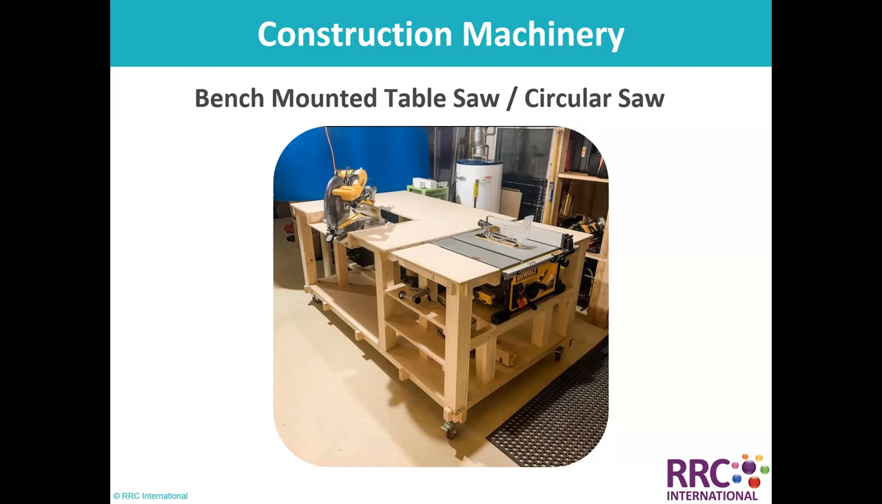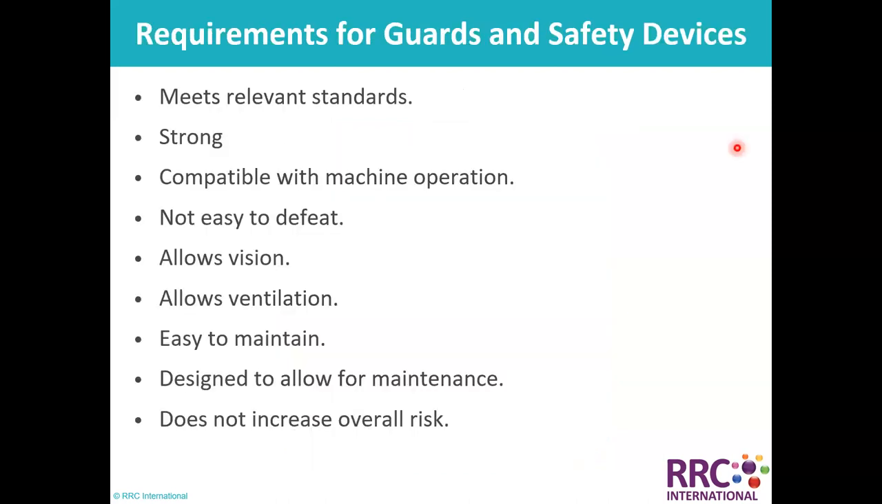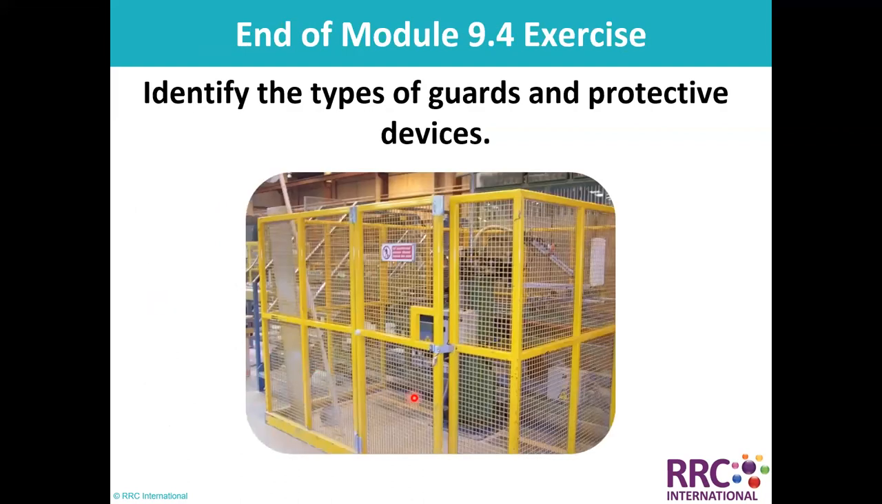After that, what are the main requirements for guards and safety devices? First of all, guards should meet the relevant standards. As per the standard, we have to apply the guard. Then they should be strong. They should be compatible with the machine operation. And these guards should not be easy to defeat. Then we should have proper visibility for the inside part of the machine. For example, if you are applying the fixed guard over here, we can see inside.